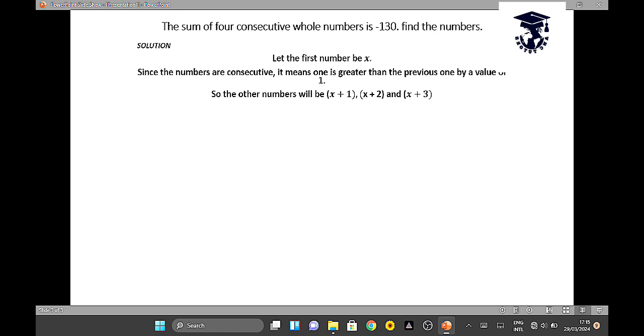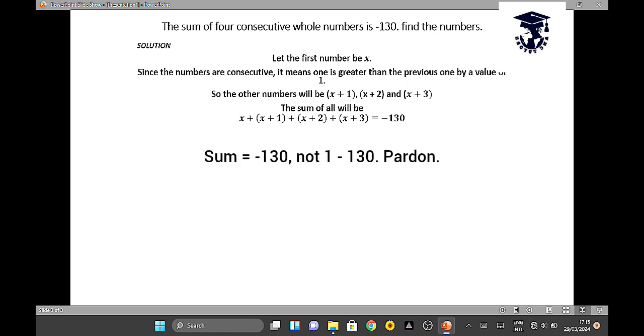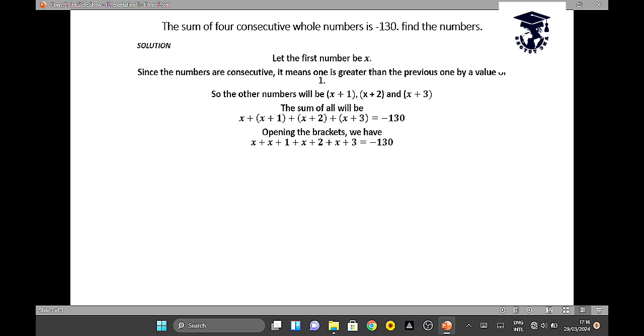Okay, so having our four numbers now, we have to add them together to give us the sum, which is equal to minus 130 as given in the question. Writing this mathematically, we have x plus (x plus 1) plus (x plus 2) plus (x plus 3) to give us minus 130. Looking at the slide, we have this in brackets, and then we have to open the bracket so that we can continue to solve.